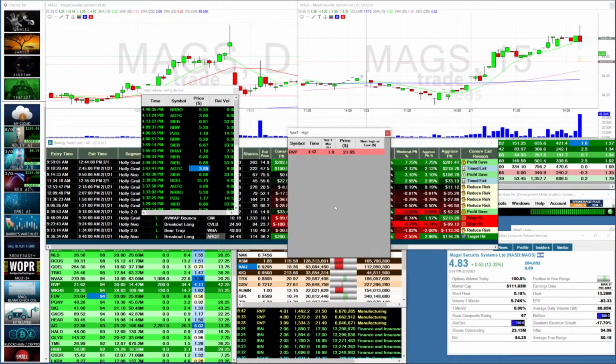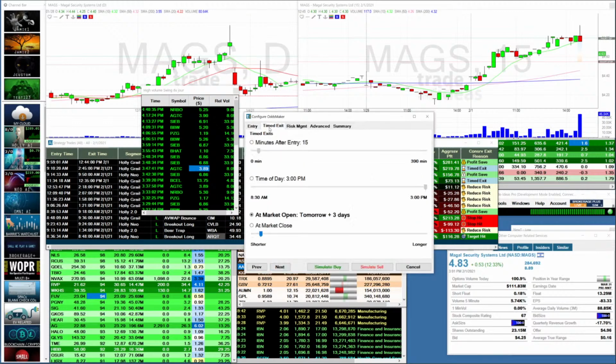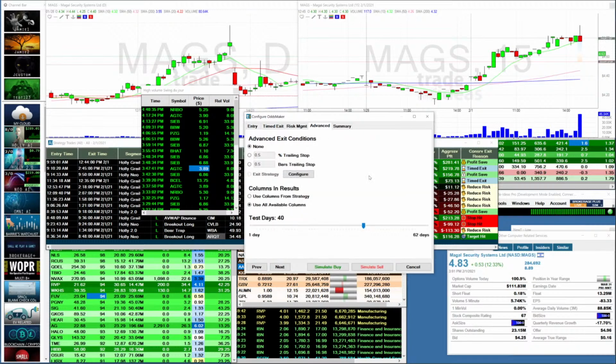Then what do we do? We just go run that back test. Let's make sure we got everything the same. Market close after 3 days, not putting a stop loss in play now. And then we run the scan.